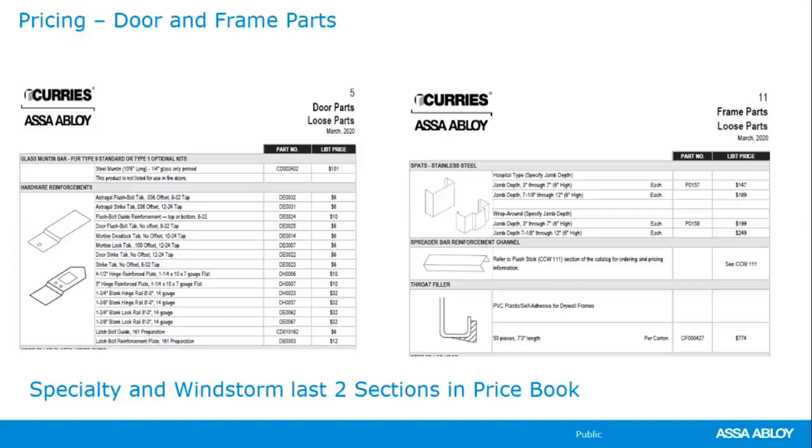And then in your windstorm section, you'll have your windstorm material, types of doors and frames, along with your FEMA for tornadoes, and for hurricanes. All of those items are listed in the windstorm section.